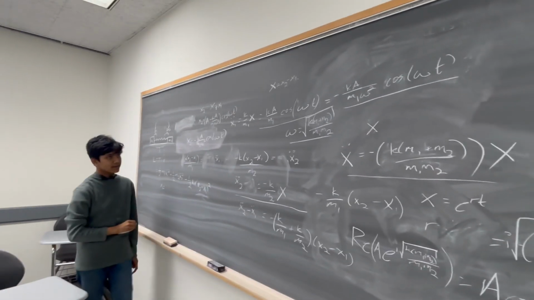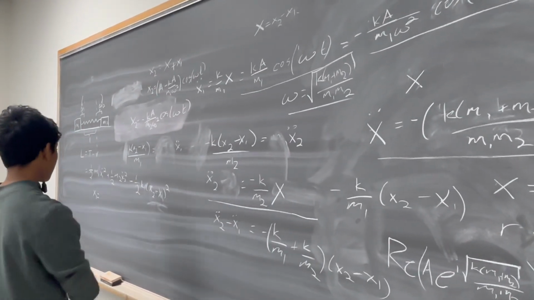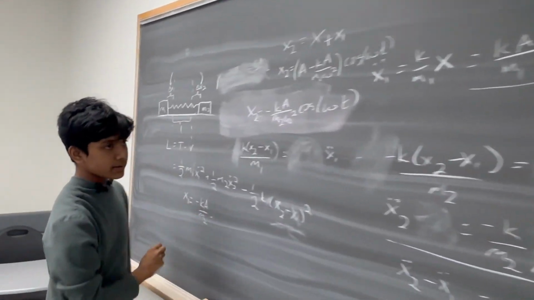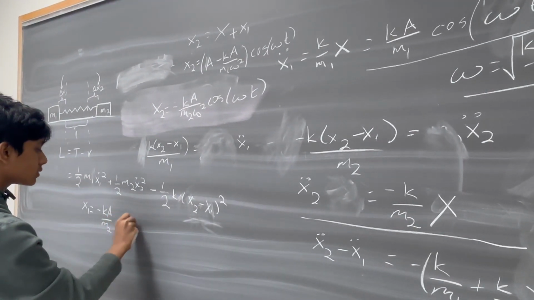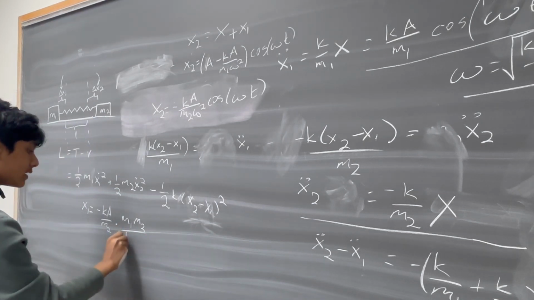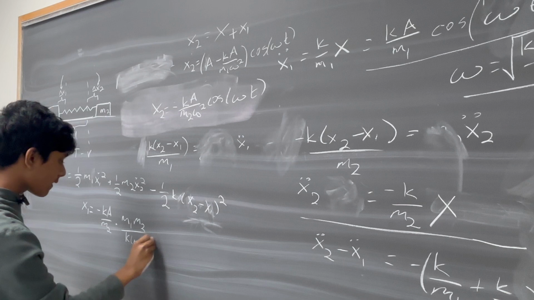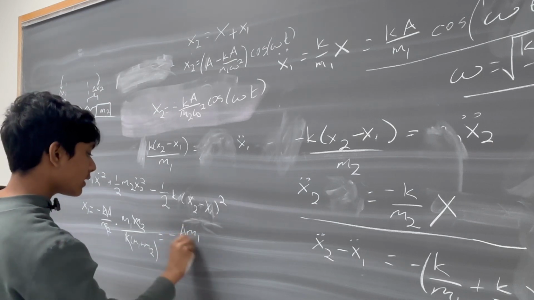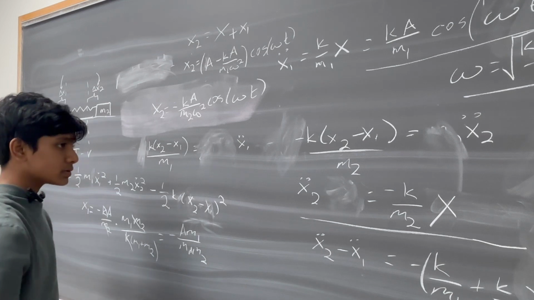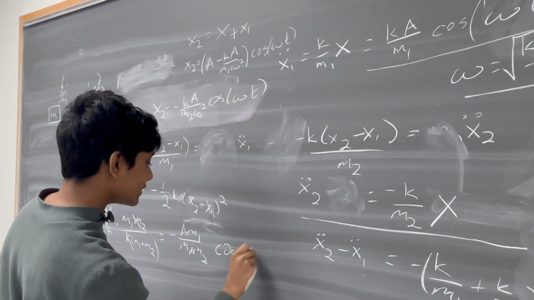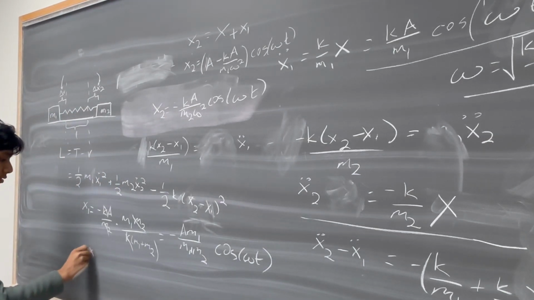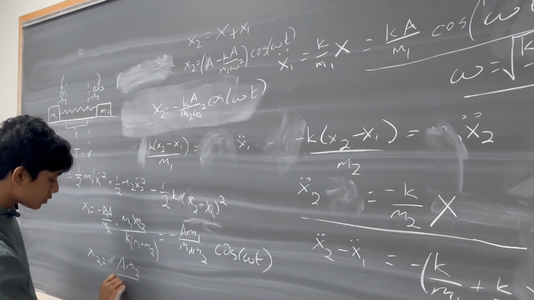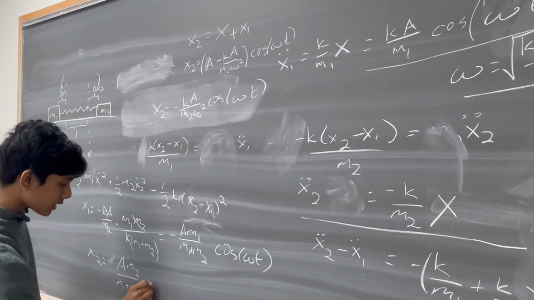Well, we got x1 is equal to minus ka over m2 multiplied by m1 m2 divided by k times m1 plus m2, which, canceling out a bit more, gives us minus a m1 over m1 plus m2 multiplied by cosine of omega t. And what about x2? Well, that's just going to be, making an educated guess, a m2 over m1 plus m2 cosine of omega t.